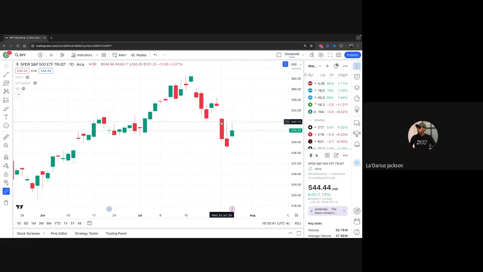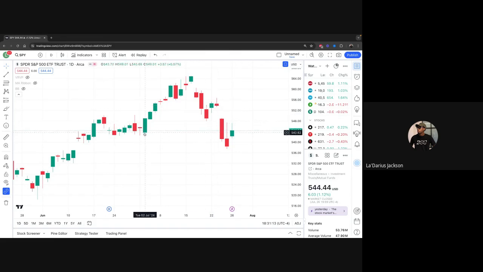If we look at this blood red candle on July 24th, this means that it started the day here at about 548, and throughout the day it continuously dropped until it ended the day here at 541. So it started at 548 and ended at 541. So it's a $7 drop on that day. If we have a candle like this, it started at 554 and it ended the day at 553. So it only dropped $1 that day.